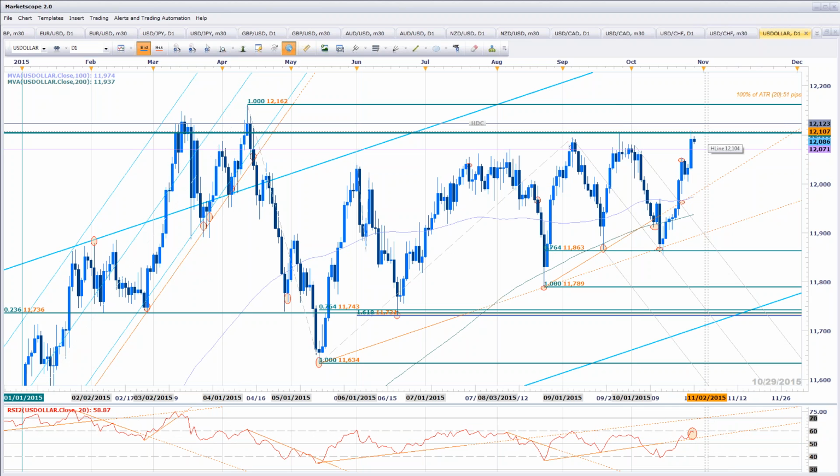Obviously, if we plow through, you're looking for the high day close, 12,123. You're looking for the stretch highs of the year, 12,162. But the immediate risk is for a pullback from this level. So keep your eye on that 12,104 level, that high from September, on today's close.